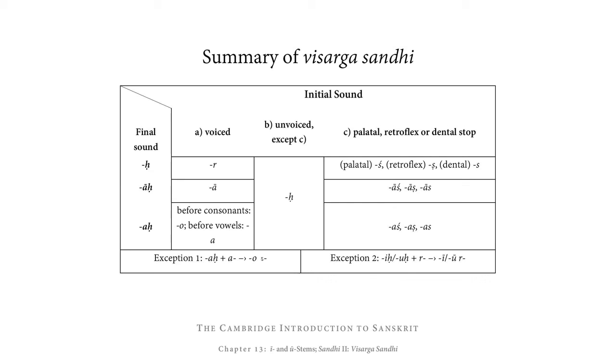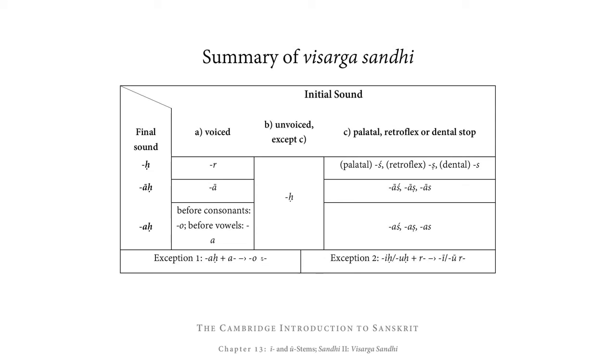Visarga, preceded by any vowel other than a or ā, followed by a voiced sound, changes into an r. Visarga preceded by ā and followed by a voiced sound just drops out. So instead of āḥ, we now have ā. And visarga preceded by a, if it is followed by a voiced consonant, the aḥ as a whole changes into o. But before vowels, the aḥ loses the visarga, and so we're left with just a.